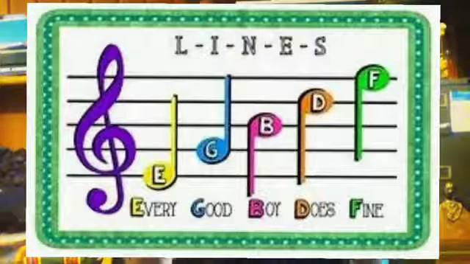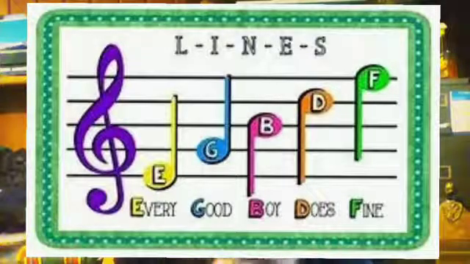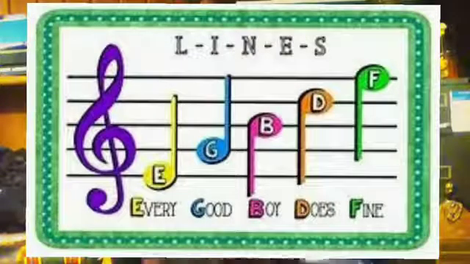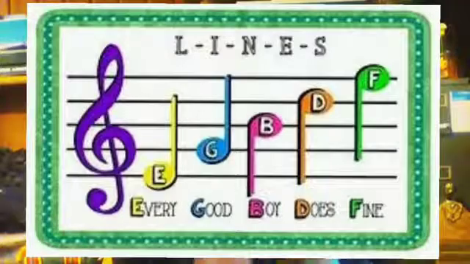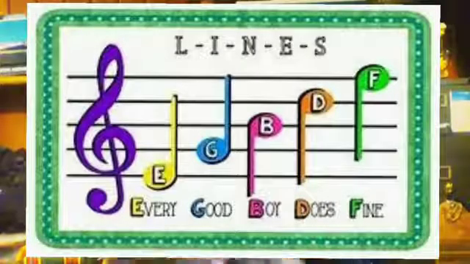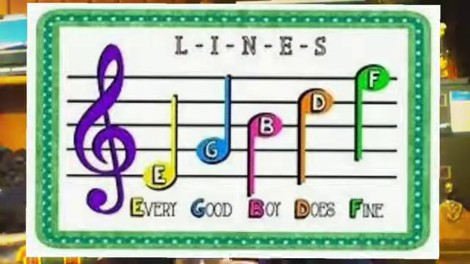So you have the lines of the treble clef, right? And you have E, G, B, D, F. Every good boy deserves fun. Every green bus drives fast. Again, every green bus drives fast. E, G, B, D, F. I got another one. Every good burger deserves fries. Every good burger deserves fries. E, G, B, D, F.